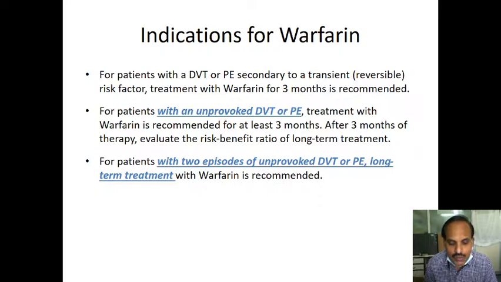So 2, 7, 9, 10. Factor 2 has 60 hours half-life. Factor 7 has 6 hours half-life. Factor 9 has 12 hours half-life. Factor 10 has 24 hours half-life.